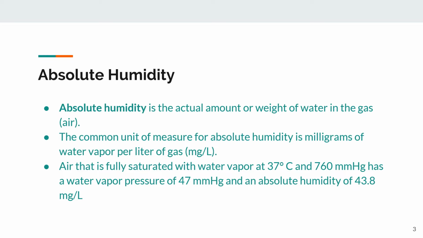So air that is fully saturated at 37 degrees Celsius, which is equal to 98.6 degrees Fahrenheit, so that's normal body temperature, and at a normal barometric pressure of 760 millimeters of mercury, so that would be at sea level, generally has a water vapor pressure of 47 millimeters of mercury, or an absolute humidity of 43.8 milligrams per liter. So that is where we get the 47.